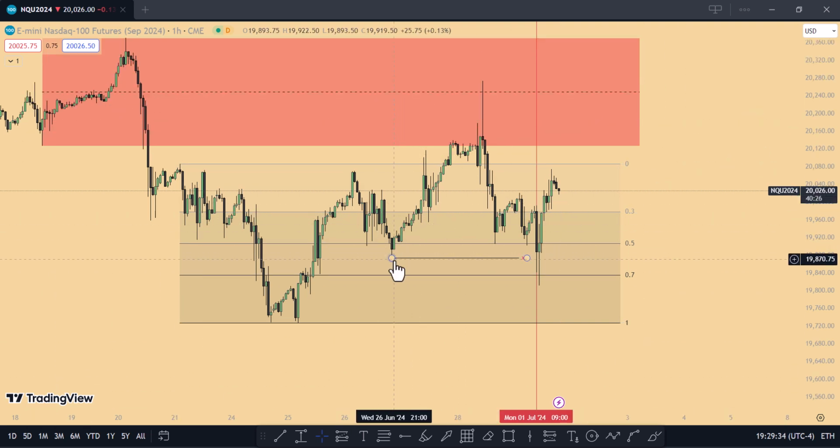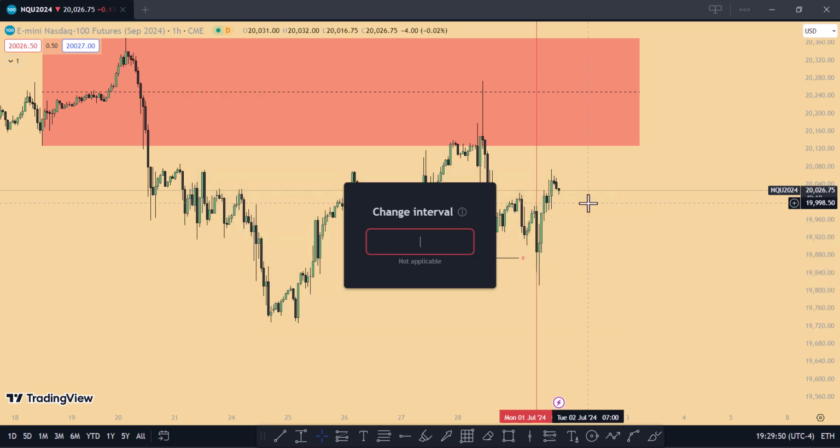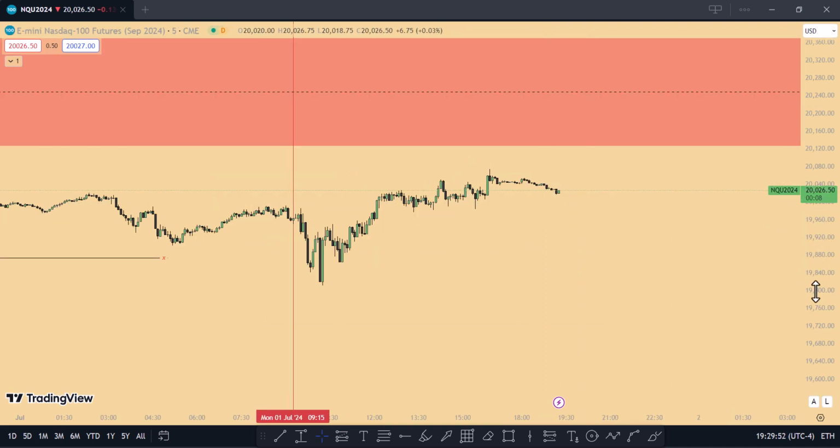I want you to notice this. Price swept this low. This low was just above the 70% of the zone, so it swept it and then traded higher. We're going to use this later. So let's remove this and go now to the 5 minute with the first trade.